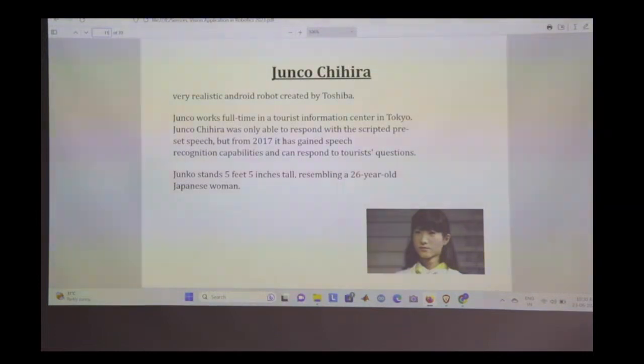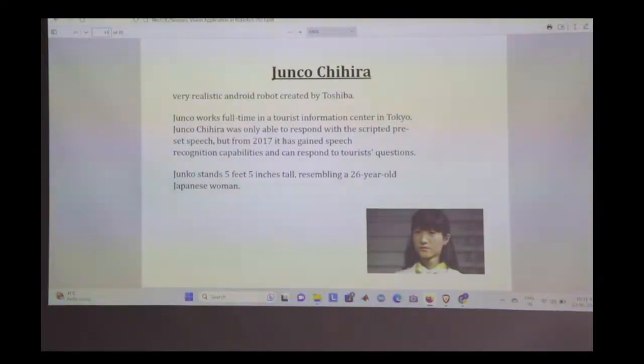Earlier, it was like something recorded, like in the railway station, you will always hear some announcements. Okay, so those are actually pre-recorded announcements. They make a combination, like this train. It was like that till 2017, but later on, she was granted speech also. So now she can talk, like you have Alexa and Google, all those things. So, recognition capabilities, and can respond to tourist questions. Okay. Then Yuko stands 5 feet 5 inches tall, resembles a 26-year-old Japanese woman.